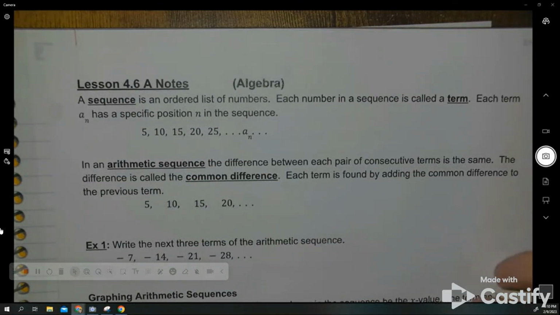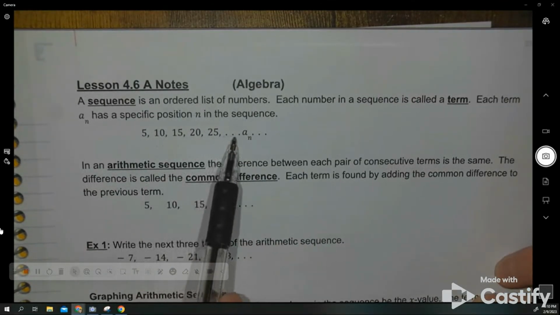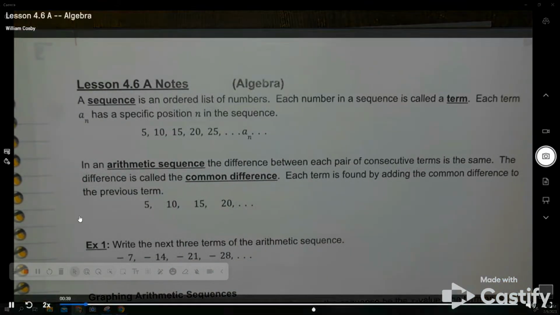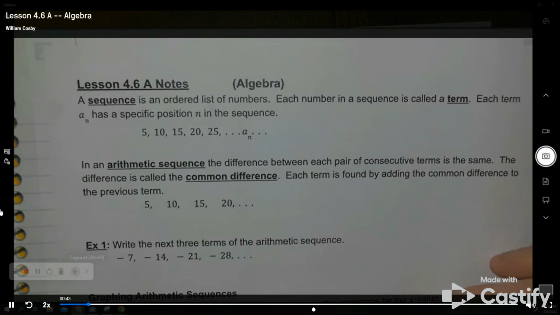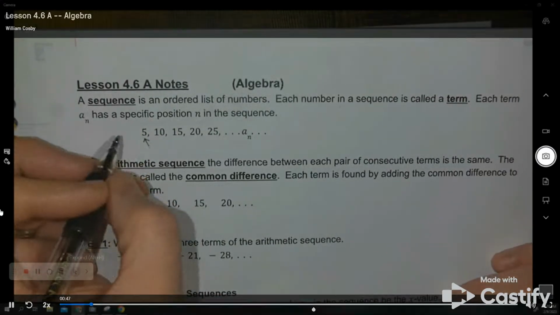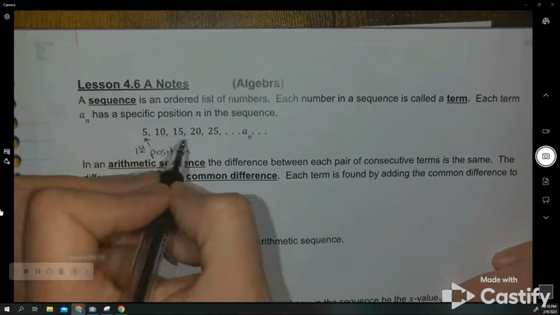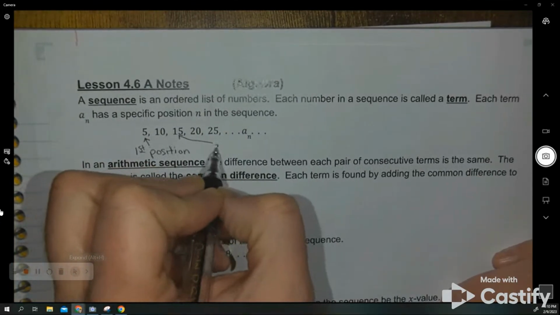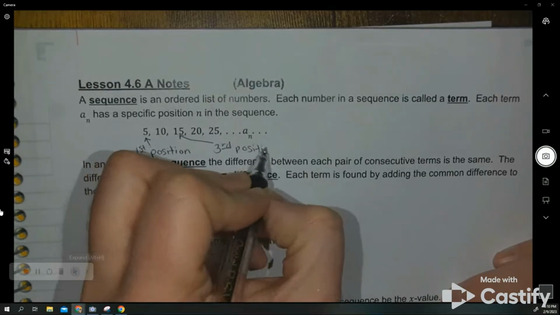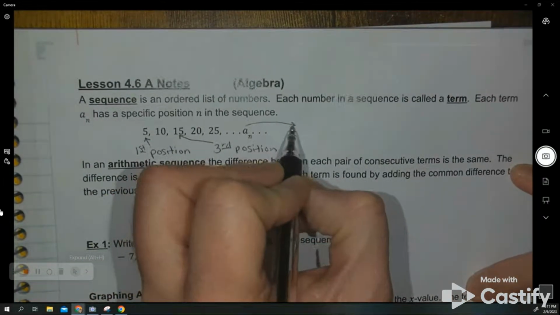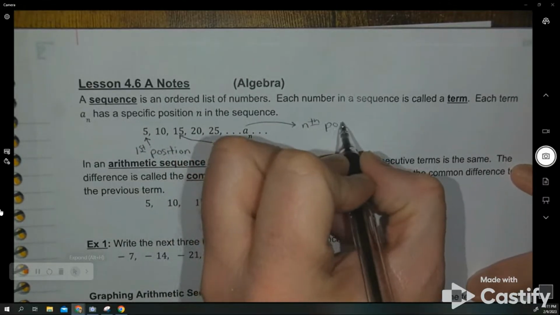So for example, if we're looking at this sequence here, 5, 10, 15, 20, 25, and then eventually A of n, which is like some random number in the sequence far down the way that we don't know yet, but maybe we could figure it out. But if we're looking at this, 5 right here would be the first position, because it's that first number. 15 is like the third position. 10 is the second, 20 is the fourth, fifth. And then A of n is what we call the nth position. So it's some number in that sequence.